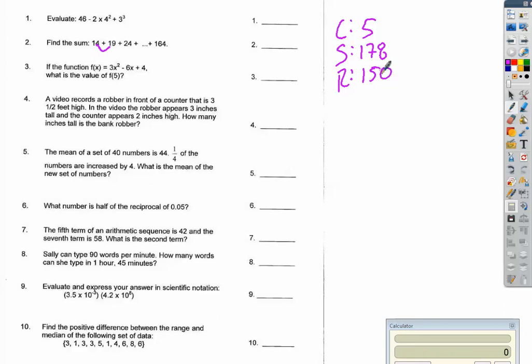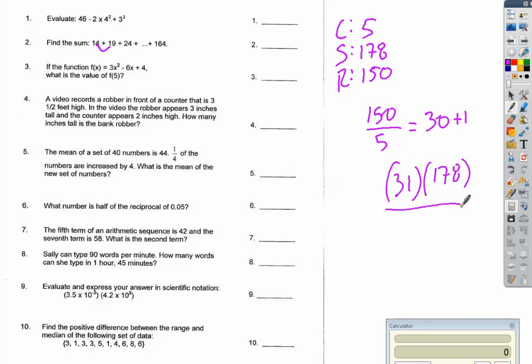So what we need to do is first divide the range by the counting number. And 150 divided by 5 is 30. And we always add 1. So we have 31. And we're going to multiply that times the sum, and we're going to divide that by 2. Now, this kind of looks pretty ugly, so I wanted to divide first. So how many times does 2 go into 178?